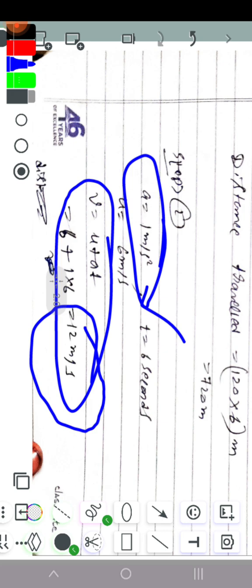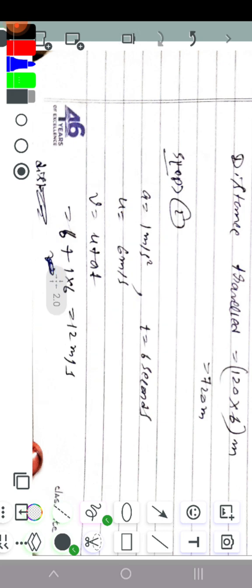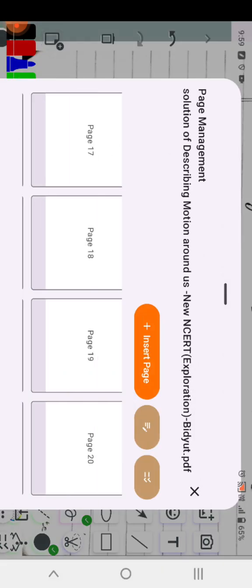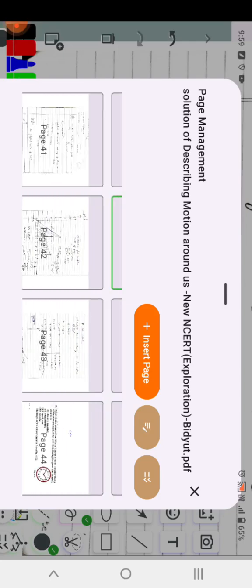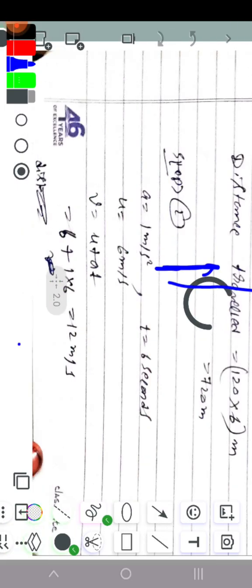So after 6 seconds, the final velocity will be what? 12 meter per second. How did we get the final velocity? Because in the question it is told that after 6 seconds it accelerates at 1 meter per second square. If it accelerates at 1 meter per second square and you already have the initial velocity u, then with the help of the formula v equals u plus at, you can easily derive the value of the final velocity. Now coming back to the question again, we have to obtain the displacement with the help of the graph.